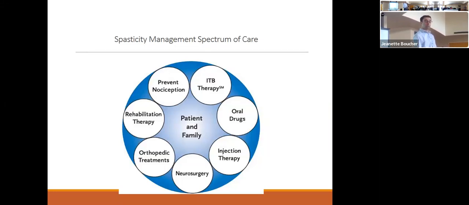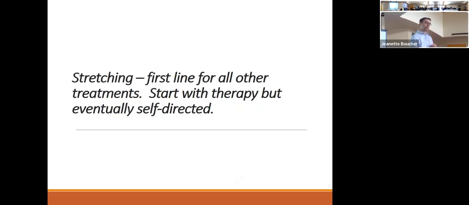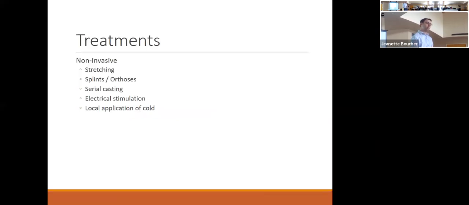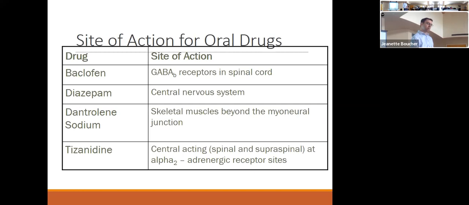Nociception, that's essentially pain control that we're trying to achieve. And ITB therapy is intrathecal Baclofen. Baclofen is the first line drug that we use, and we'll get into some of the medications. But again, stretching, I've had this slide a million times here. We talked a lot about the non-invasive treatment. So let's talk about some of the medications that we use.